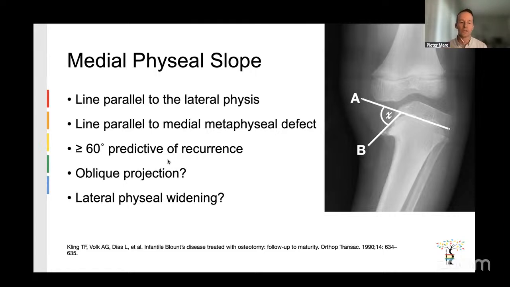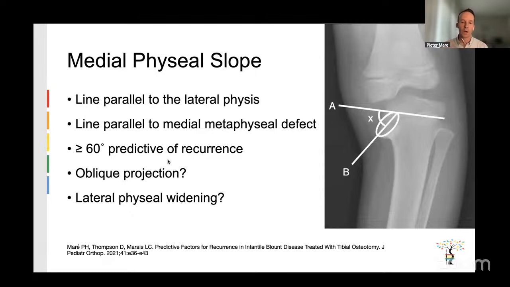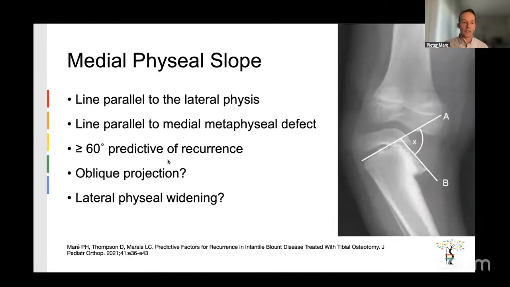When we looked at the recurrence rate in our patients, we found that it wasn't always easy to do this measurement, and we had to find ways to get around that. One way is when the metaphyseal defect is at an oblique plane to the X-ray, we ended up with this oval shape, which we then traced and drew the line B, which is a line bisecting it, and measured the angle X there as the MPS. The second difficult scenario was when there was lateral physeal widening, and we decided to measure it on the metaphyseal side of the physis to not underestimate the extent of the deformity.